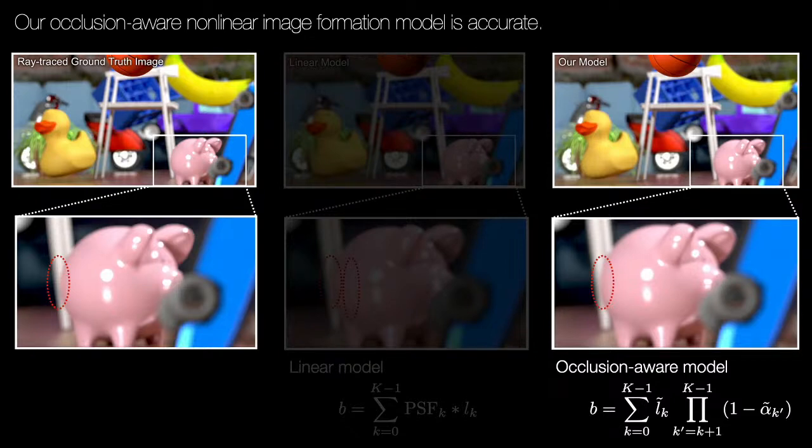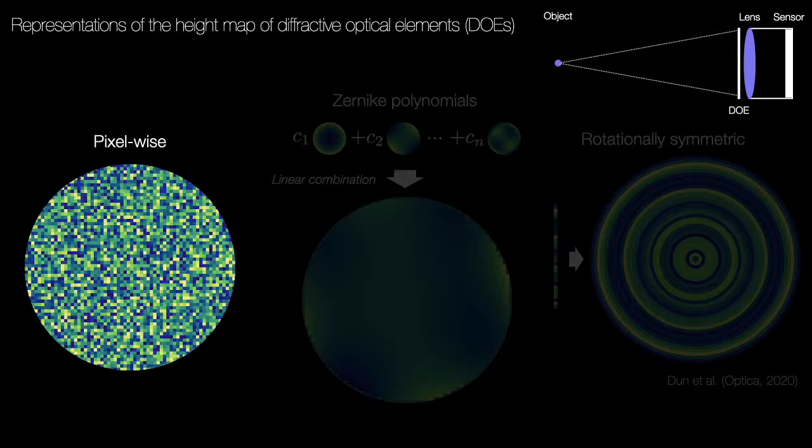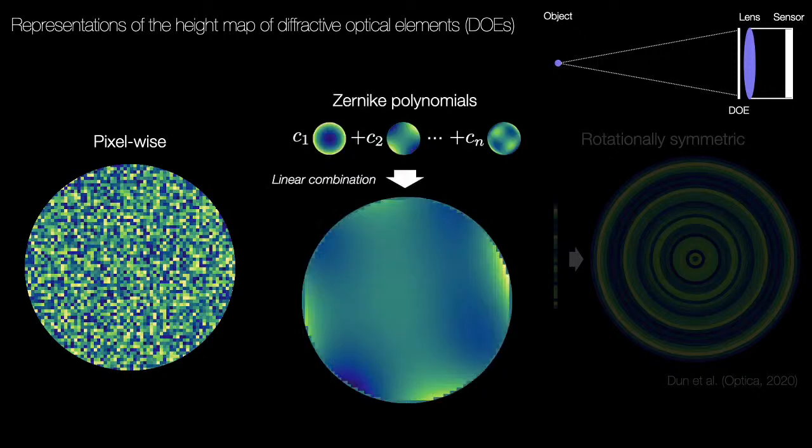if you are interested. The next one is a representation of the optical components. We are thinking of a camera which has a DOE on the aperture plane of the lens. The most naive way to parameterize DOE height map is to discretize it as a 2D image and treat each pixel as a learnable parameter. The next way is to represent it as a linear combination of some basis functions like Zernike polynomials and set the coefficients to be learnable.